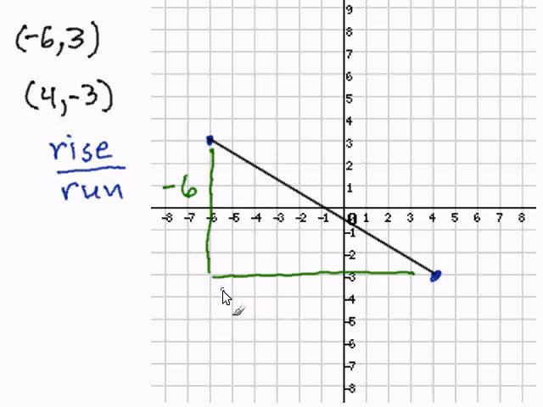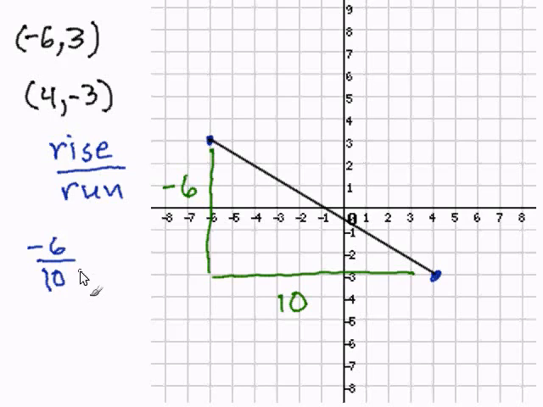Now, if we're traveling to the right, it's going to be positive. So I'm going to count 1, 2, 3, 4, 5, 6, 7, 8, 9, 10. And we traveled 10 to the right. Now, let's put these two numbers in the fraction form of rise over run. So our rise would be -6, and our run would be 10.